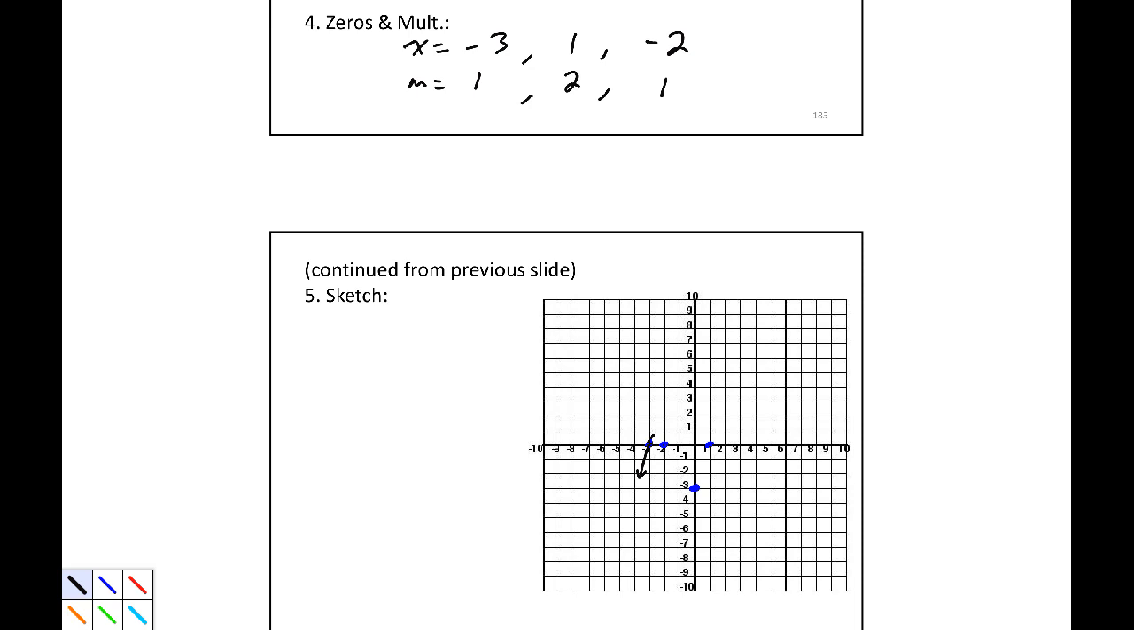Now, my function has to come back down to negative 2, which has a multiplicity of 1, so that it will cross there as well. I know that it will come down and hit at 0, negative 3, my y-intercept, and it needs to come back up to x equals 1, which has a multiplicity of 2, so that it will not cross, bounce the other direction, and that matches my end behavior.